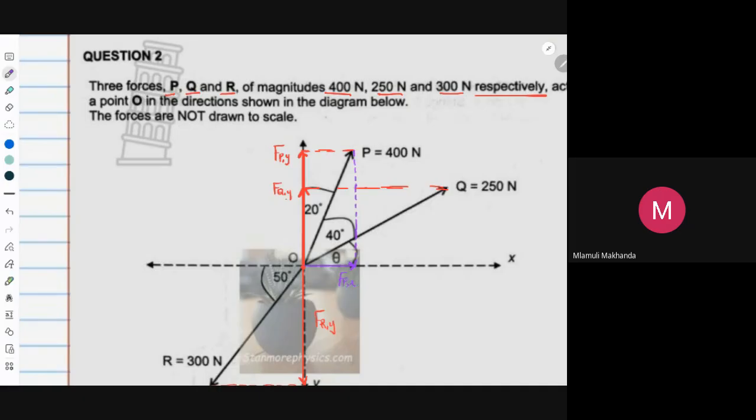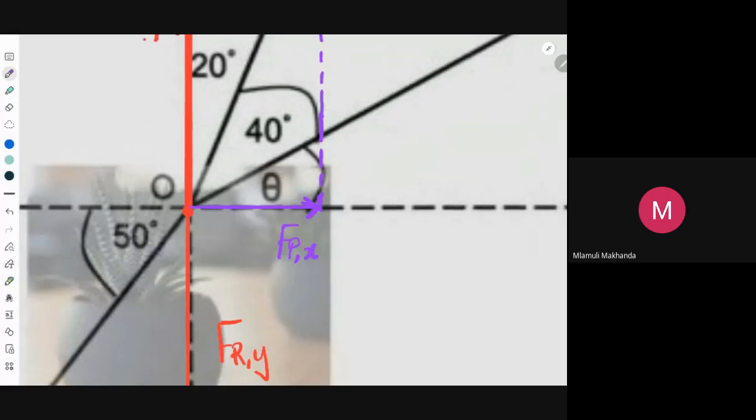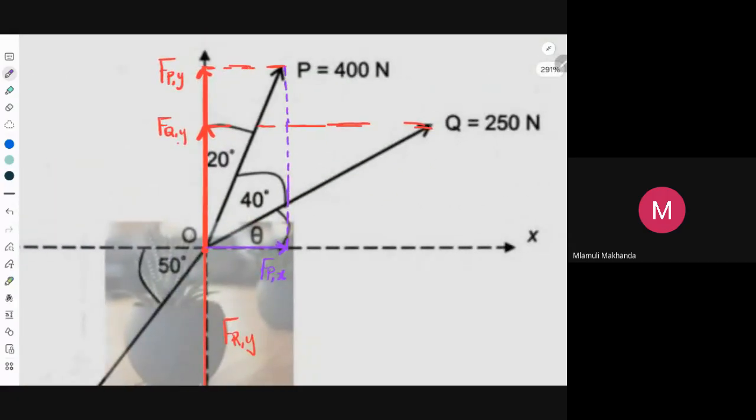FPX, right? This looks ugly. FPX. All right, so then you come to Q. You draw a line until you reach Q, you come to the tail of Q, and draw your other component.